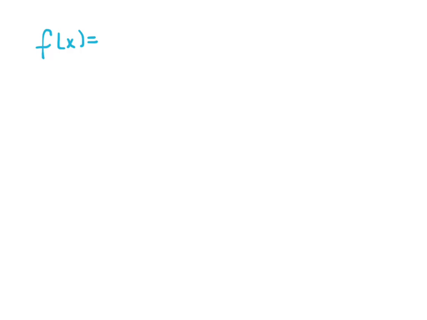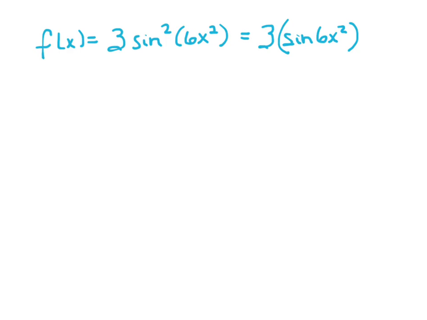F of x equal to 3 sine squared of 6x squared. Now this time, if I look at this function, it's definitely a composite function, and I actually have 3 functions here. I'm going to rewrite this because I've got that squared on the sine function. I'm going to rewrite it and move the squared to the outside. So that would make it 3 sine of 6x squared, squared. Put the squared on the outside there.